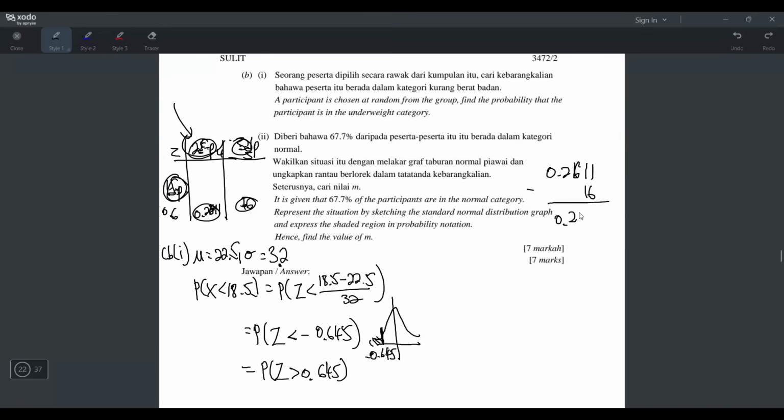And don't forget to write the 2 and then 595 like this. So this is your answer. The probability is 0.2595. Okay.